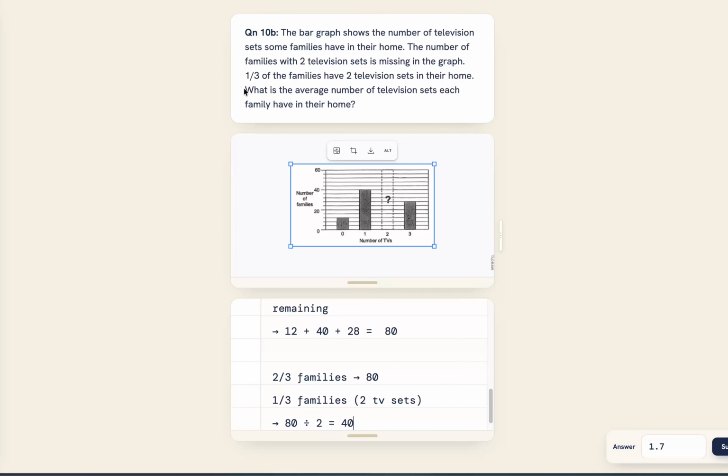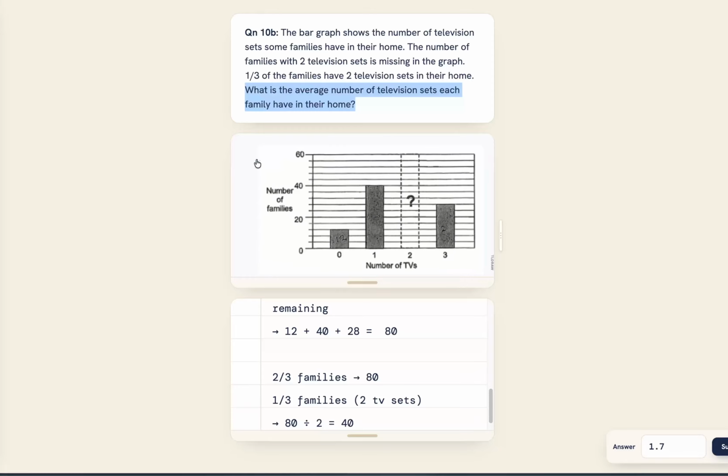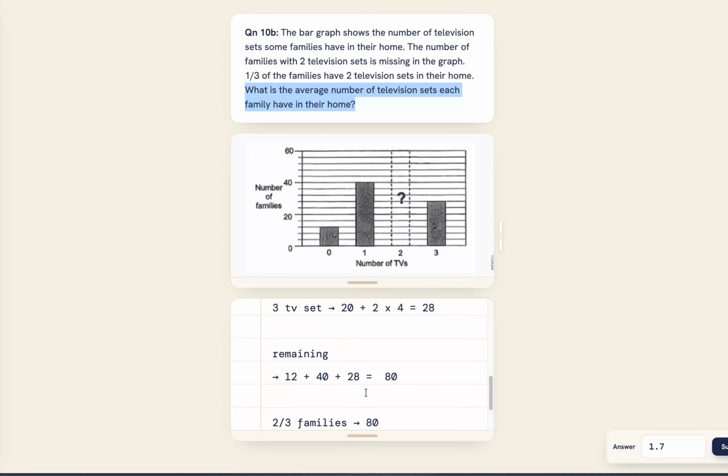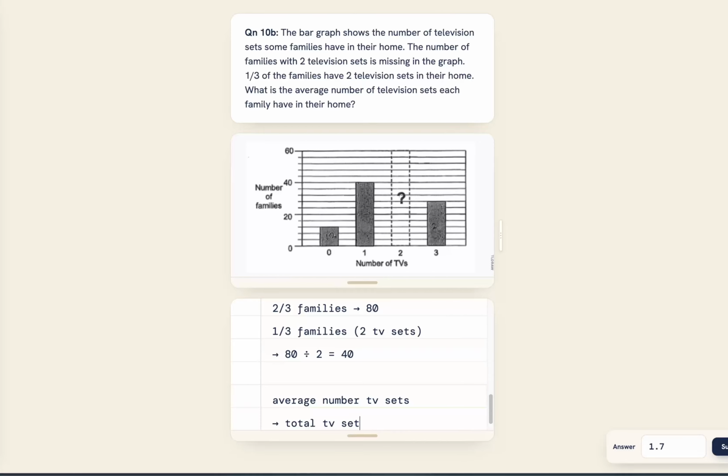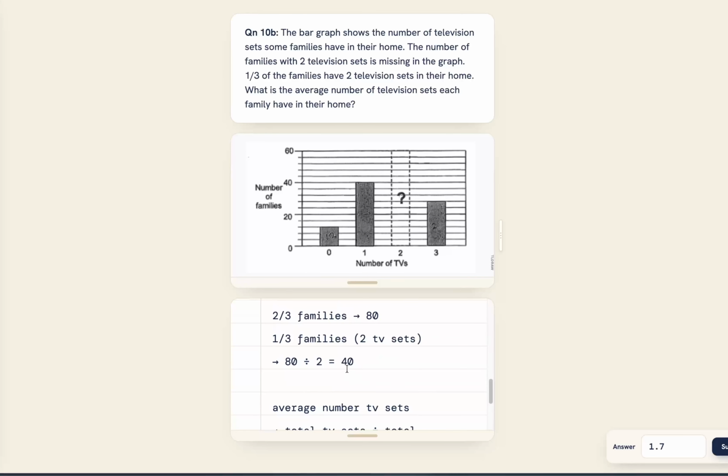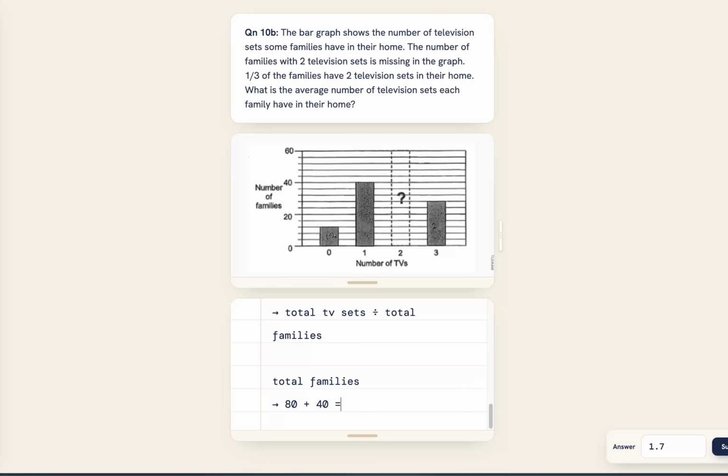So question 10 part B. What is the average number of television sets each family have in their home? Since we know all of the numbers, then we will just add. So average number of TV sets is equal to total TV sets divided by total families. So let's calculate the total families. In this case is everything over here, 80 plus 40, which is 120.